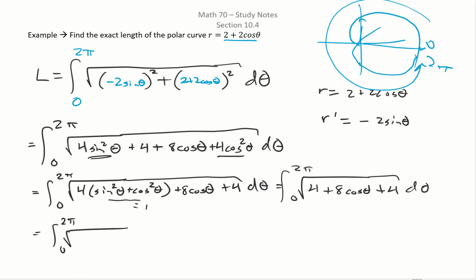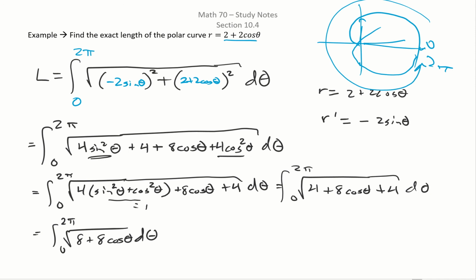So our integral becomes 0 to 2 pi, and under the root we have 8 plus 8 cosine theta, d theta. And I'm kind of bumming. Did I do something wrong? I don't know that I did. I took the derivative right. I got minus 2 sine theta. I've got 2 plus 2 cosine theta squared. Make sure that you got the right thing going on. So yeah, that's going to be 4 and 8 cosine and 4 cosine squared, and you got a 4 sine squared, and they combine to make 4, and that's another 4, and that's it.